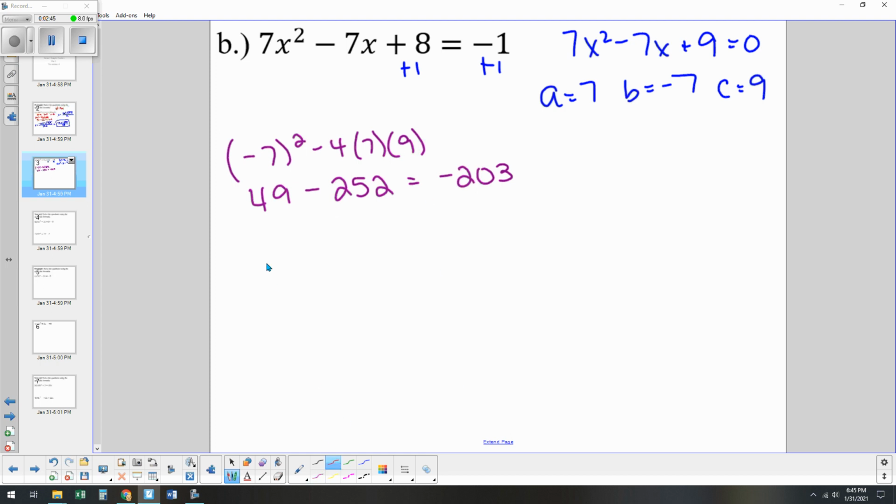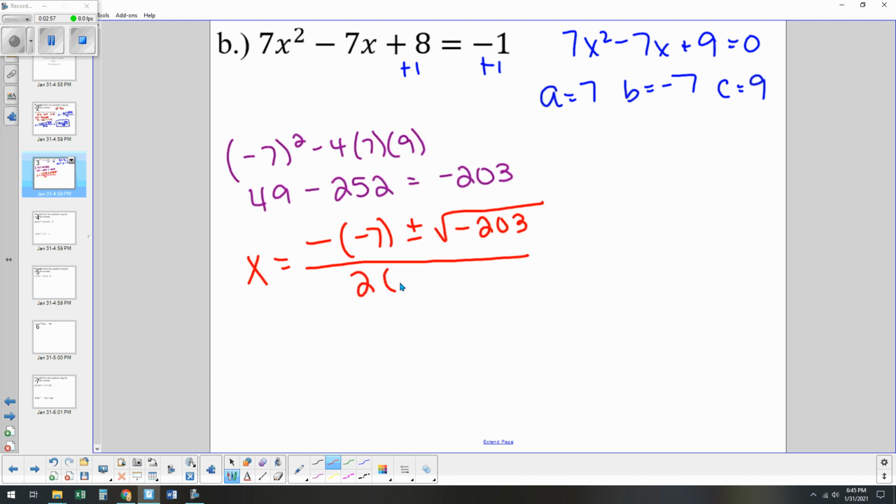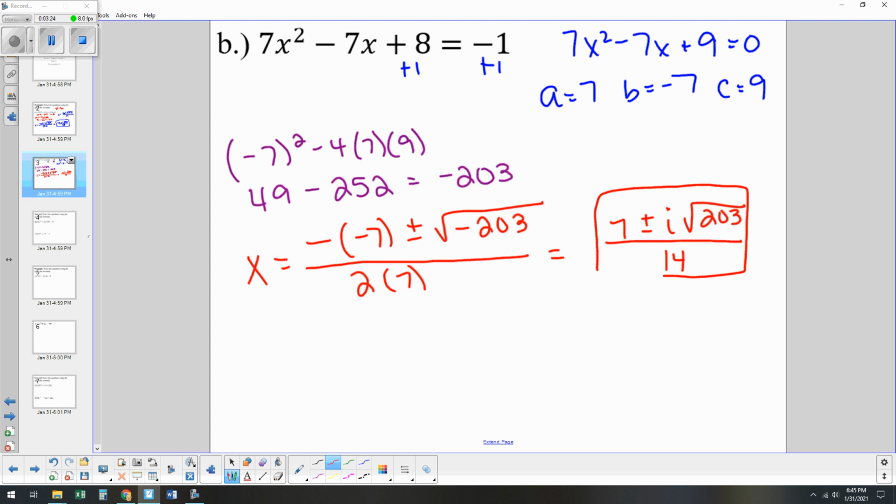So now I'm going to take the opposite of b, so negative negative 7, plus or minus the square root of my discriminant, negative 203, all over 2 times a. 203 again does not go any further. So I'm going to take the negative out as i, but I'm going to keep the 203 under the square root. And 2 times 7 is 14. Now, even though 7 and 14 do reduce, there's no number here with the i to reduce with it. If you remember, we can only reduce if all three things have something to take out. So this is actually done. It cannot be simplified any further.